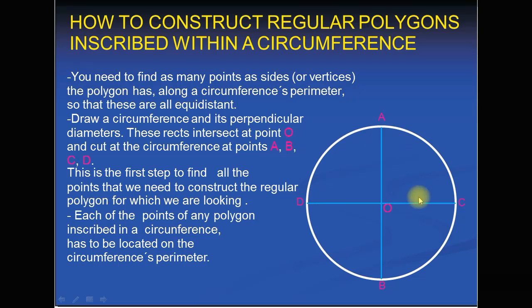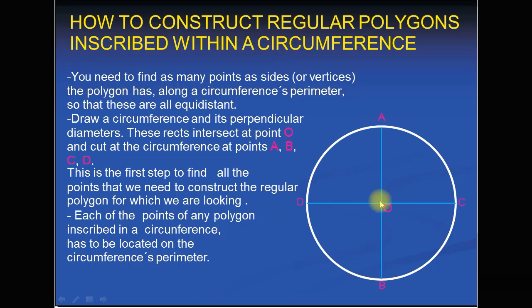So first of all, draw the circumference, put the compass at the center point. First locate the center point and then open the compass about some radius like 4 centimeter or 3 centimeter, and draw the circle, draw the circumference. After this circle, draw the diameters, the perpendicular diameters of the circumference. These intersect at point O.